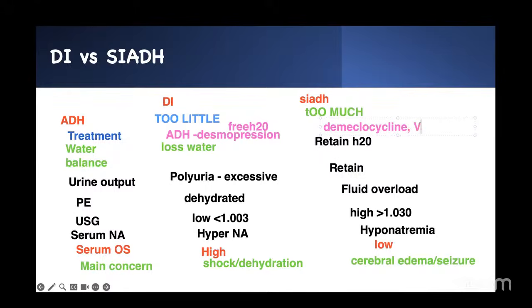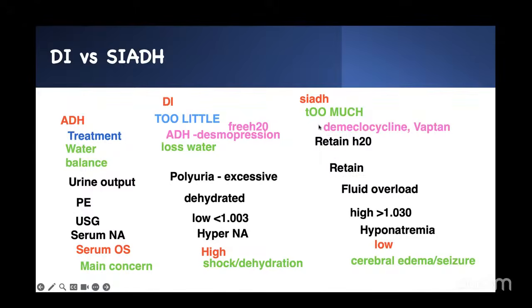You start with the last name Vaptan. Don't worry about anything in front of it. Know that their last name is Vaptan. I can give you one. It's called conivaptan. But know the last name and you can distinguish between them. Therefore, if they give you a patient who has SIADH and you don't see demeclocycline, which blocks ADH, you can give them anything associated with Vaptan, and that can block ADH, and that will help with that.